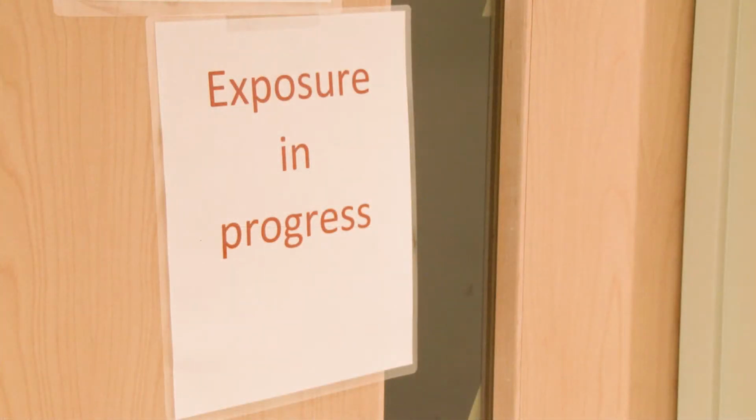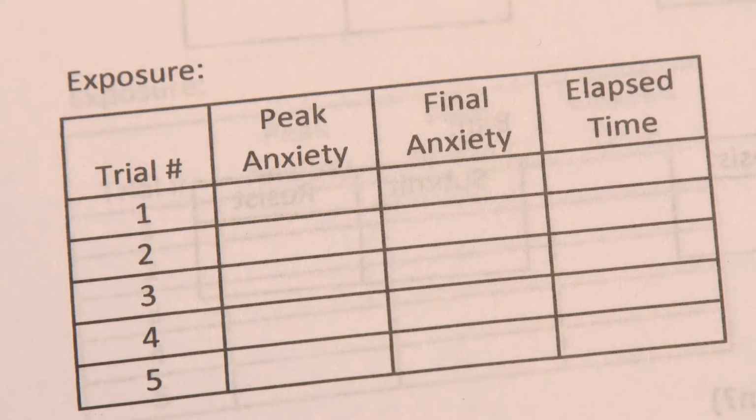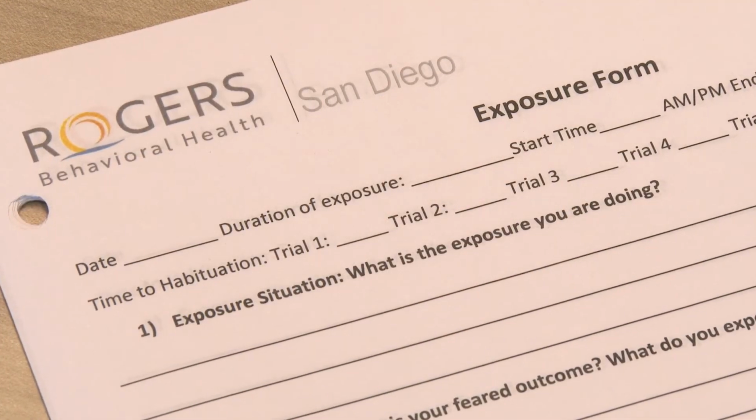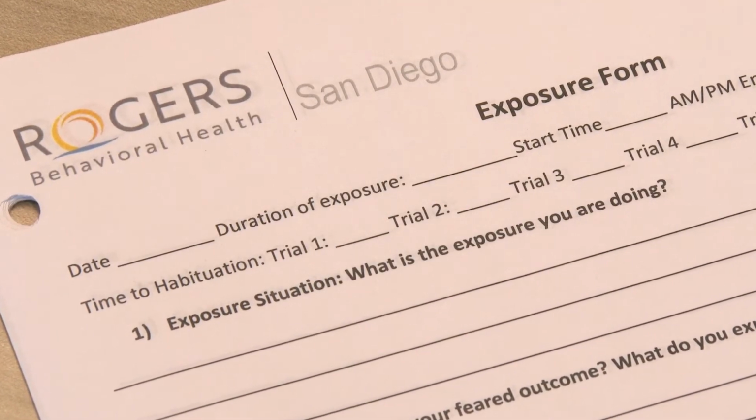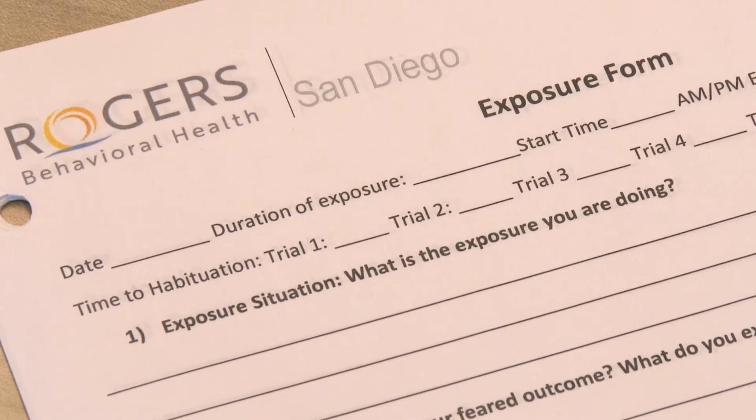So we'll have patients create a hierarchy where they'll go through and identify different situations or objects or particular triggers that might be difficult for them. And then we order them based on our 0 to 7 scale. And then we'll have them move through that hierarchy in a very systematic way.